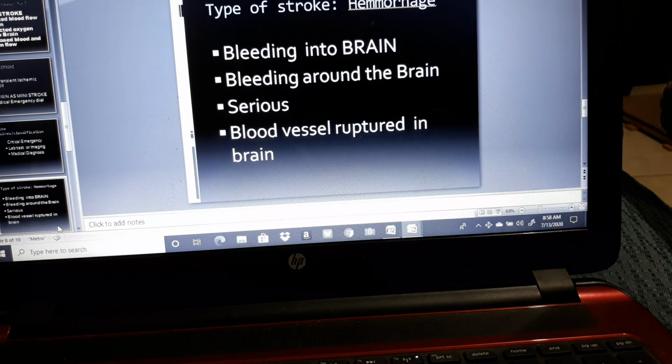Hemorrhage, the type of stroke revolving around hemorrhage. As you know, hemorrhage refers to blood. It's bleeding into the brain, bleeding around the brain. It's more serious, and this is where you have the rupture of the blood vessel.